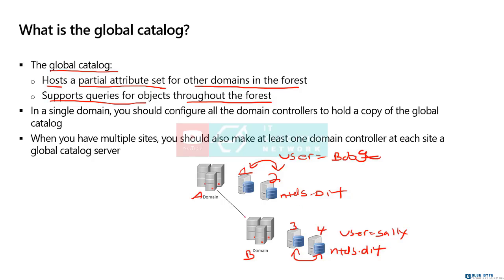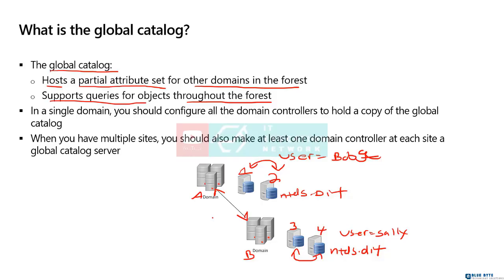These two domains are simply connected to each other through what we call a trust relationship, but each one has its own set of objects. So whenever you see multiple domains in a forest like this, always think of it as separate databases. There's really one database per domain, and that database is replicated to all domain controllers in that domain.